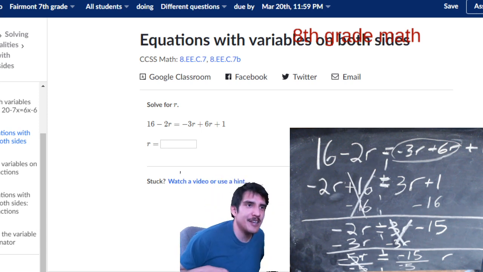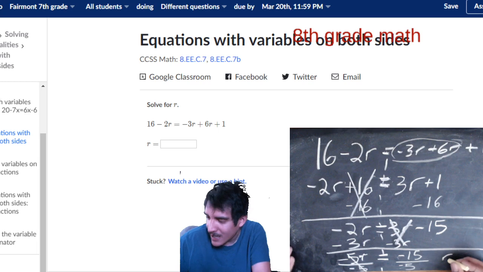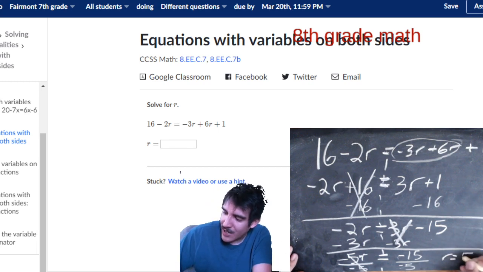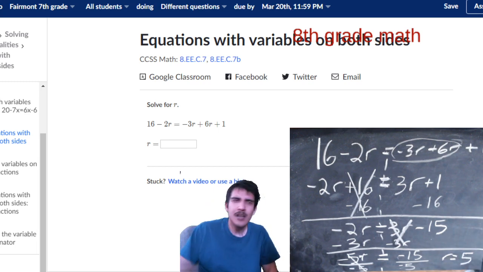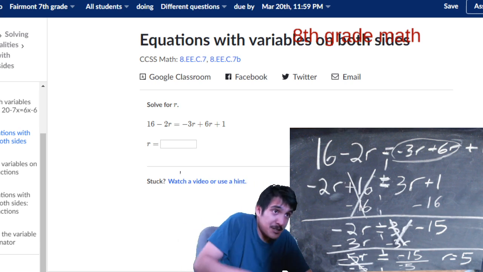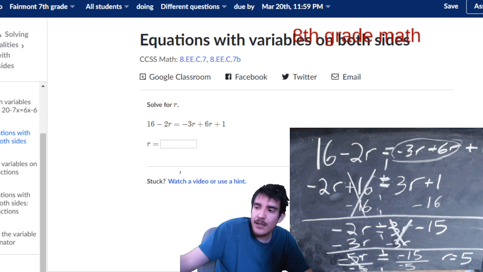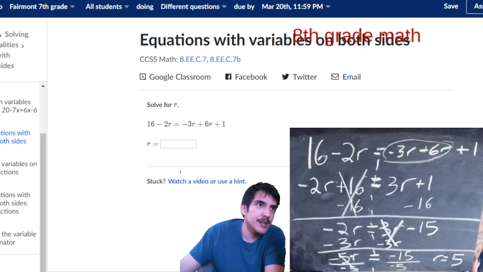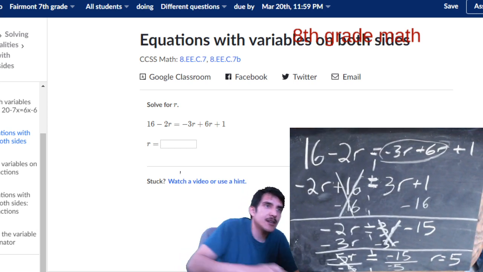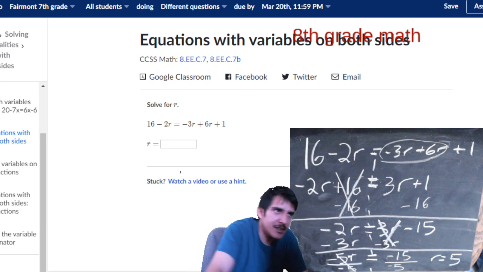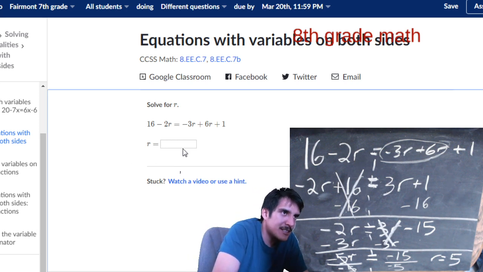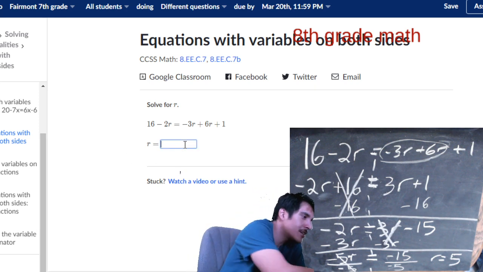Negative 15 divided by negative 5. Negative divided by negative should get you a positive answer according to the rules. So you're left with r equals 5. Okay? Again, here are all the steps. They're not that long, you know? They're very easy, very relaxing. So what did you say? R equals 5?